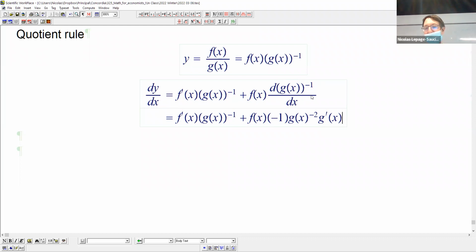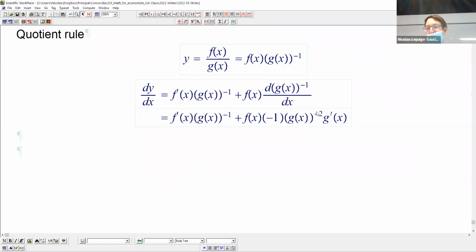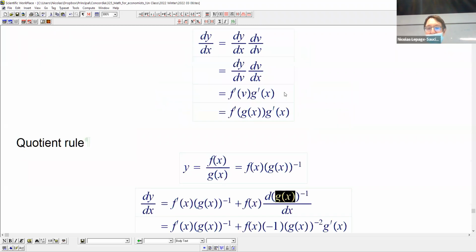So it's the same as the product rule. So it's minus 1 times this something to the minus 2. I could just put this in parentheses. And then I had to multiply with the derivative of whatever is inside. This is what I do here.